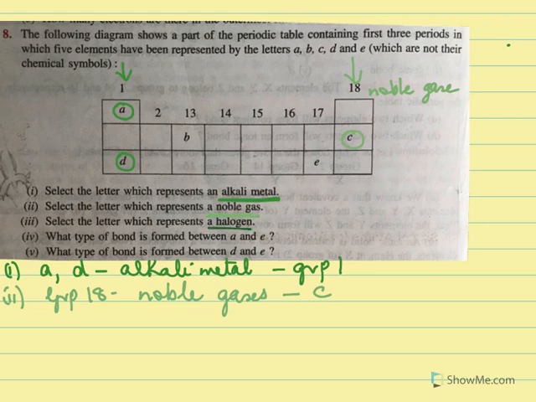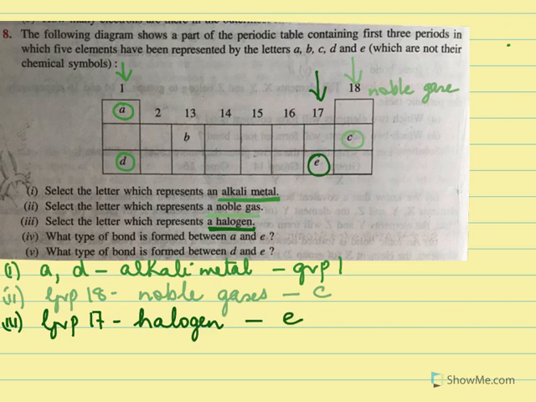Then we have, select the letter which represents a halogen. Halogen is group 17. So group 17, halogen. So who is in halogen? It is element E that is in halogen.